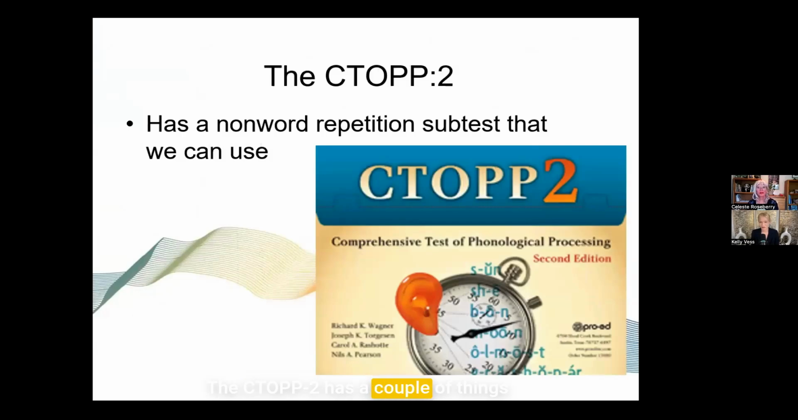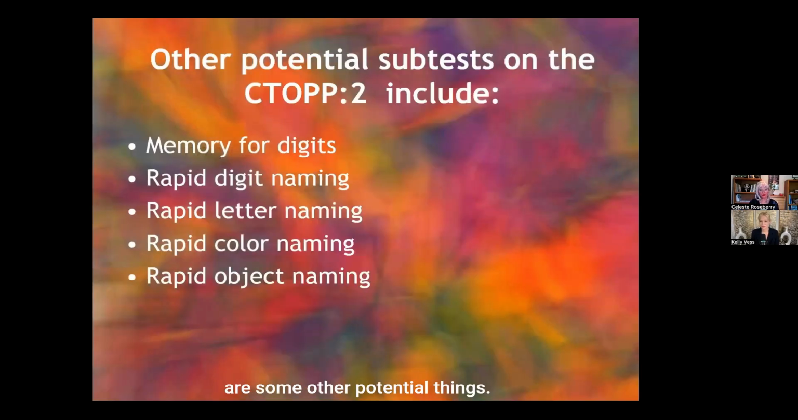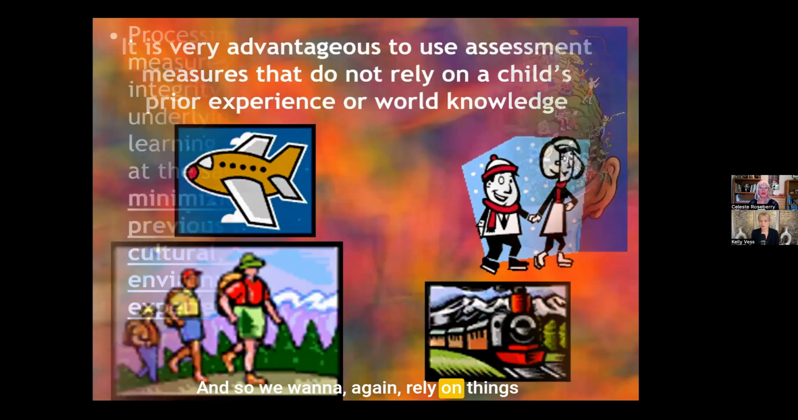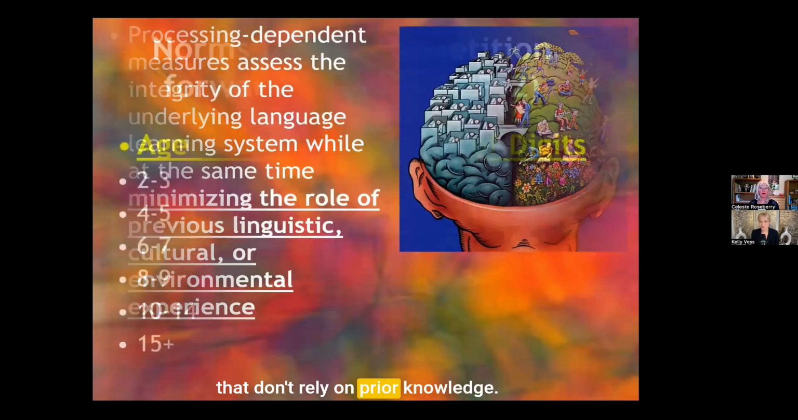The CTOPP-2 has a couple of things that we can assess, and those are some other potential things. And so we want to, again, rely on things that don't rely on prior knowledge.